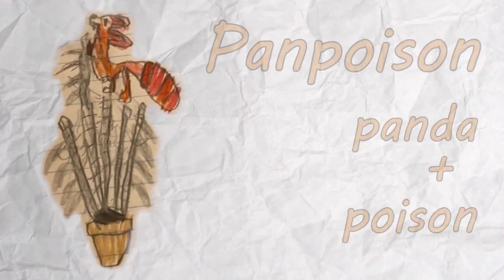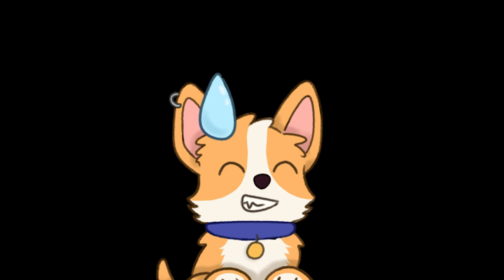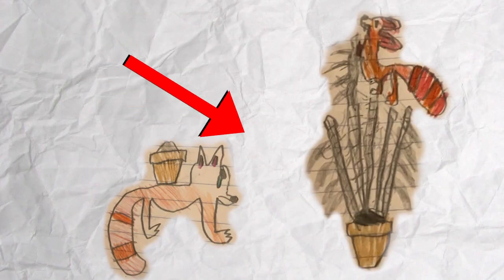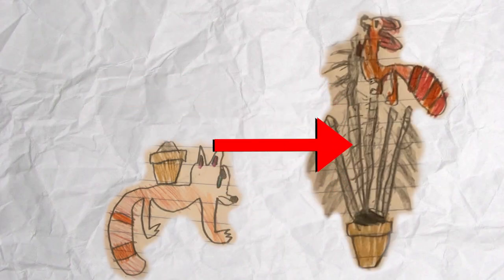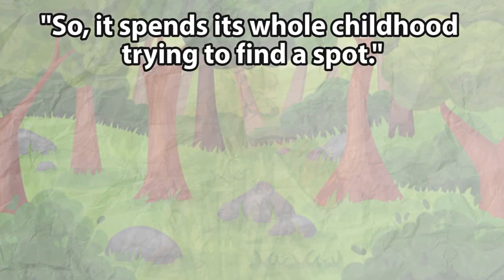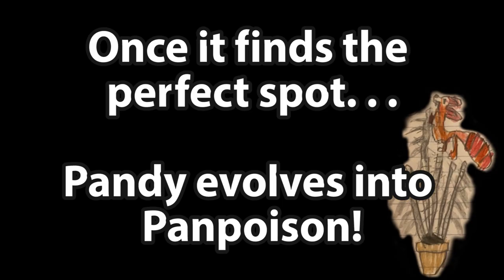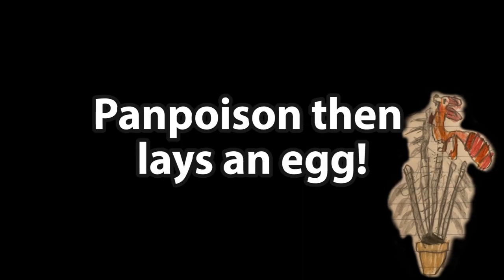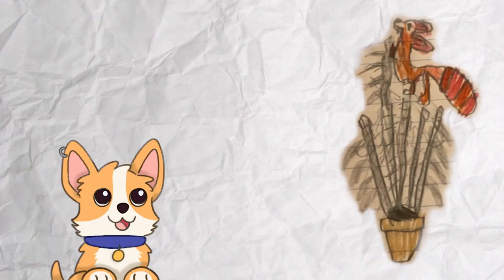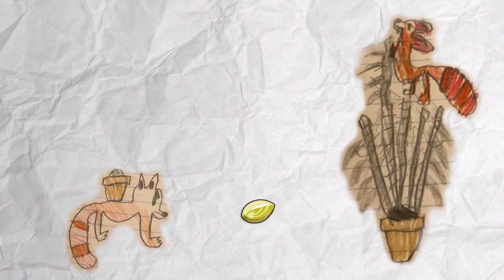And this one is Pan Poison. Naming stuff is hard. It grew in like steel with spikes that's poison. This is like, it can't move from where it is. So it spends its whole childhood trying to find a spot. When its egg is hatched, then they take a stalk and then strip it of its seeds. They put the seed from the bamboo in the baby's pot.